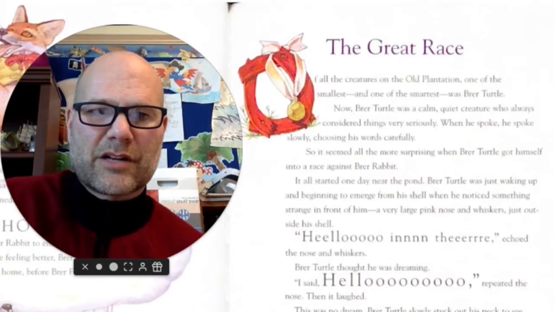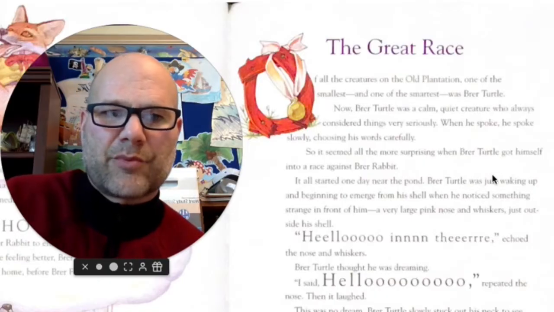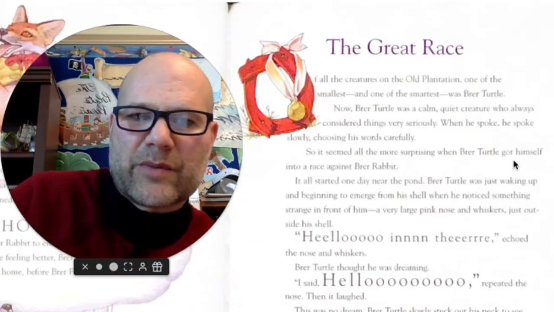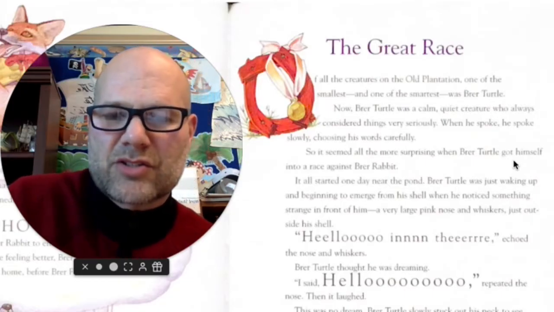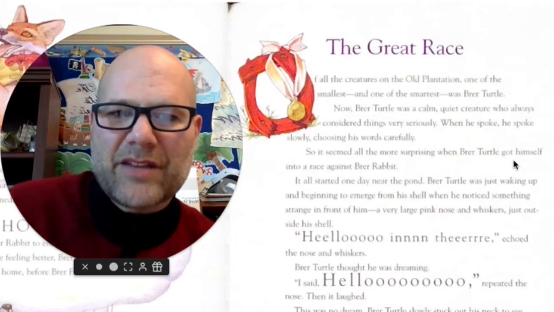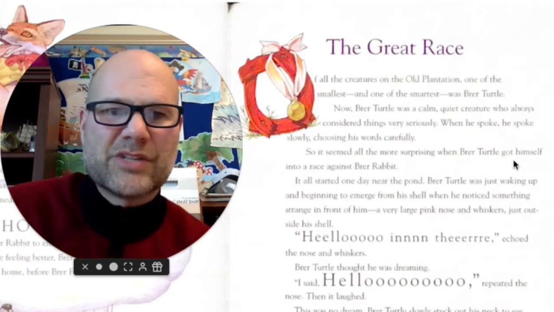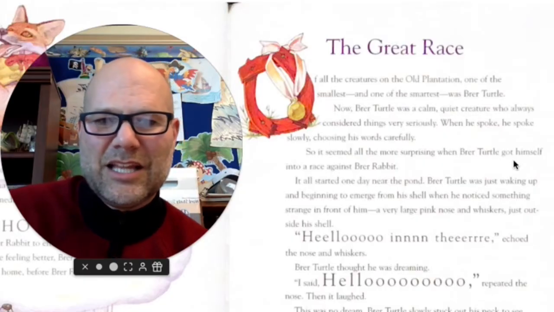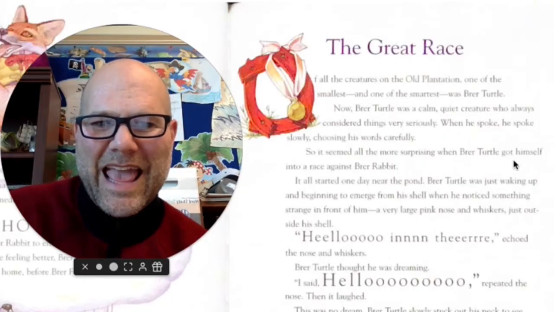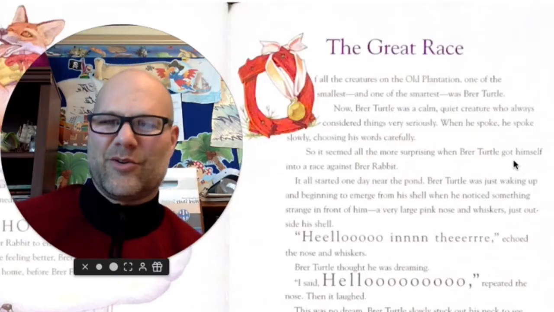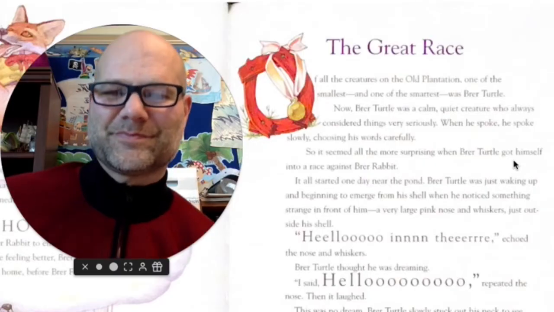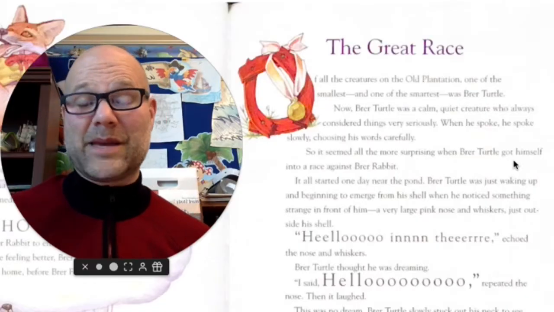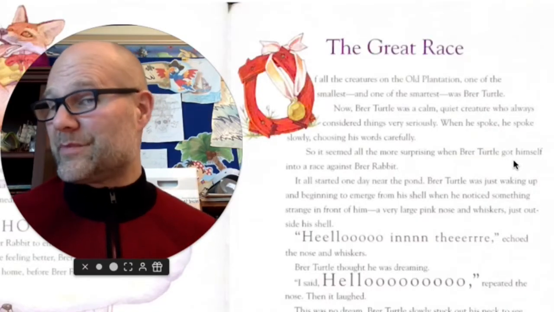It all started one day near the pond. Brer Turtle was just waking up and beginning to emerge from his shell when he noticed something strange in front of him. A very large pink nose and whiskers just outside his shell. "Hello in there," echoed the nose and whiskers.